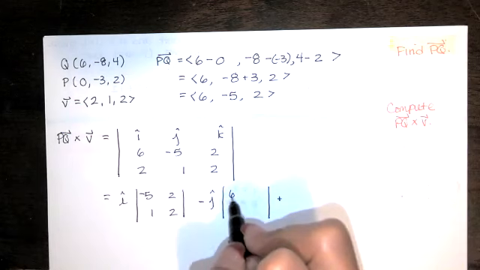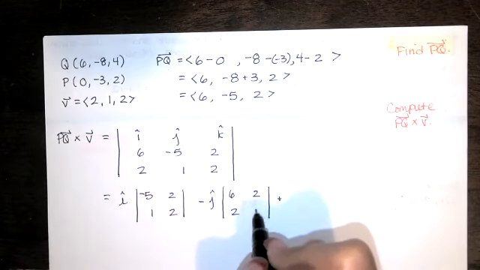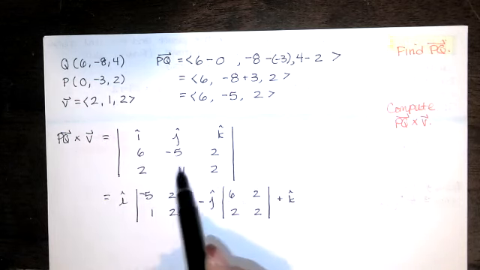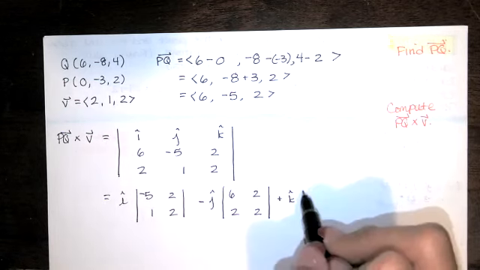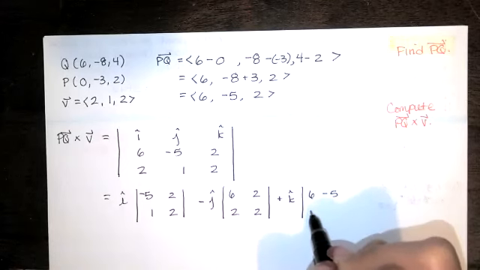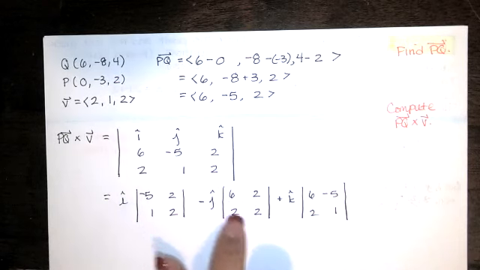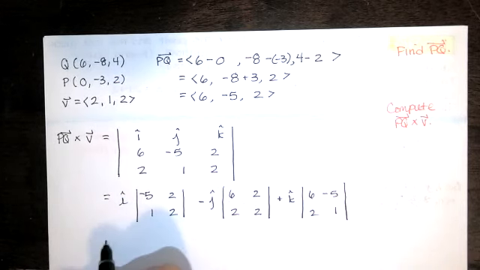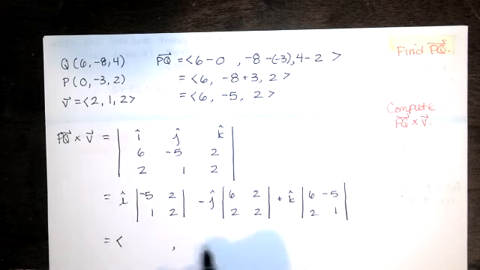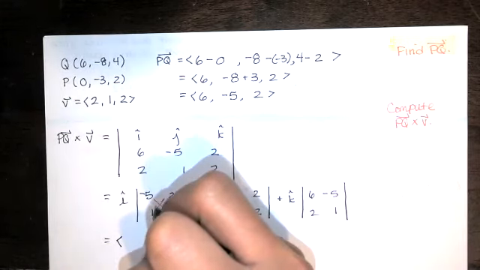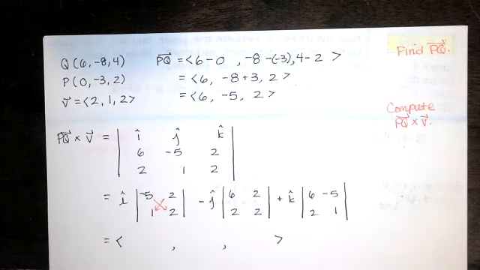We've got 6 and 2 in the top row and 2 and 2 in the bottom row. And then we cross out the row and column containing k hat, and we multiply by that 2 by 2 determinant. And so we've got i hat times a number minus j hat times a number plus k hat times a number. And I'll just figure out what those numbers are now. Remember how this works. When you're evaluating a 2 by 2 determinant, you multiply across this diagonal and that diagonal and subtract.